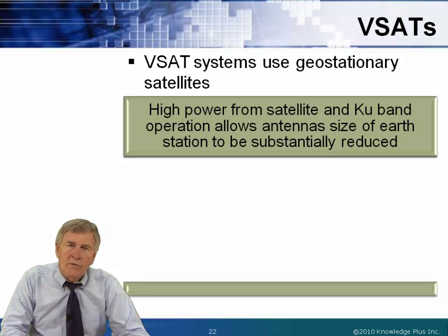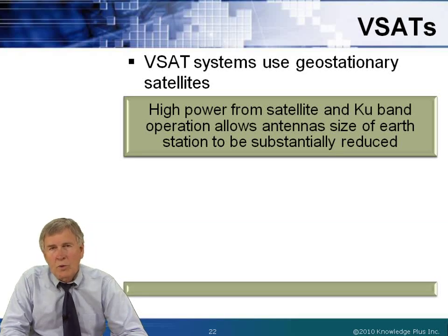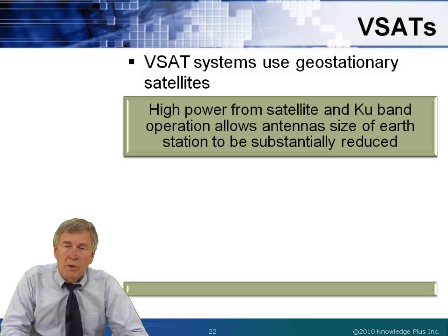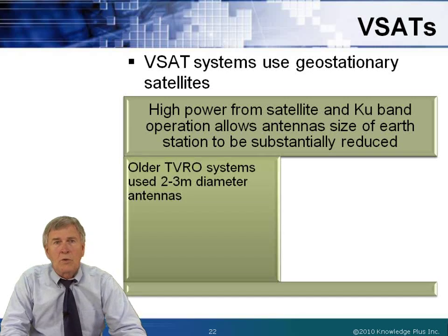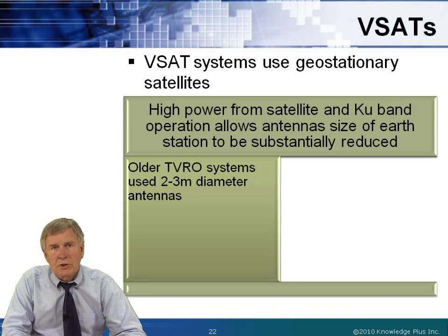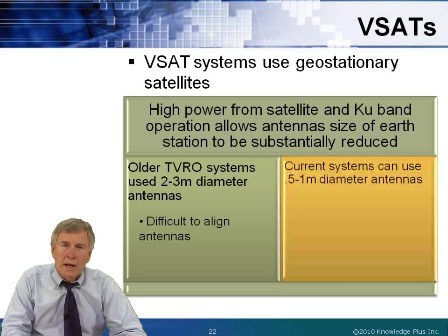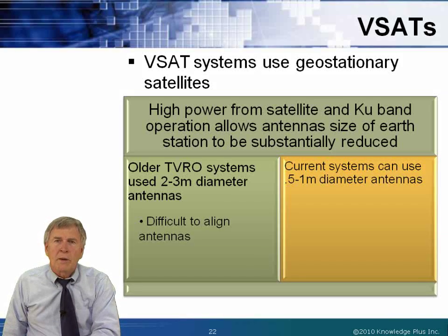Moving up from the 4 to 6 gigahertz to the 11 to 14 gigahertz introduced higher path loss, but what we're able to do is reduce the size of the antenna substantially, and this made it more cost effective for people to install these types of systems for their businesses. Older TVRO, television receive-only systems, used a 2 to 3 meter diameter antenna, anywhere from around 6 to 9 feet. Not too attractive in most residential locations. Difficult to align because of perhaps a higher gain.